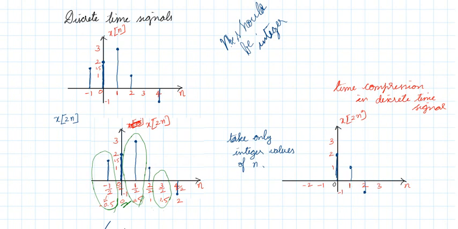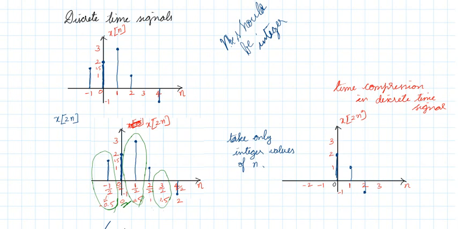At 2, what is the signal? It is minus 1. This is called time compression in discrete time signal. Remember, same as that of continuous time signal, but this n should be an integer. If 0.5, 1.5 are not integers, we are removing those signals. We are keeping only the integer signals at 0, 1 and 2.